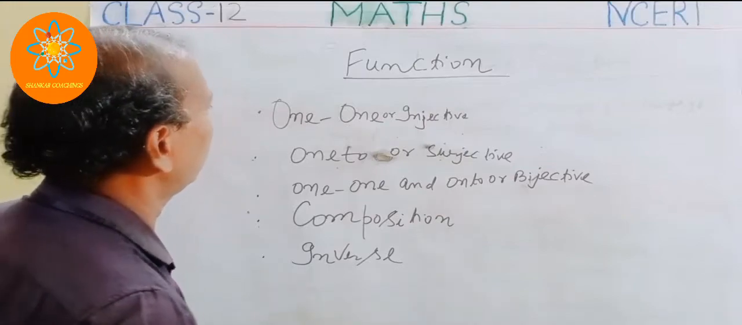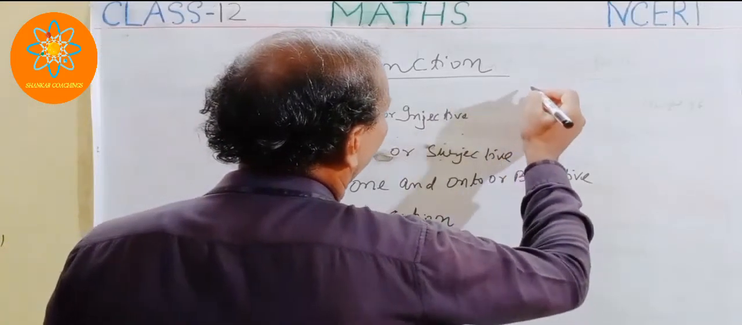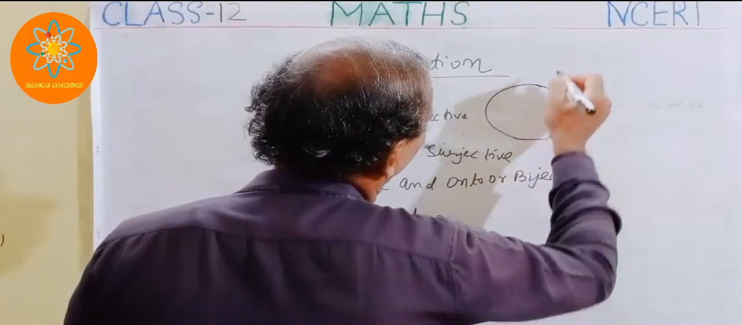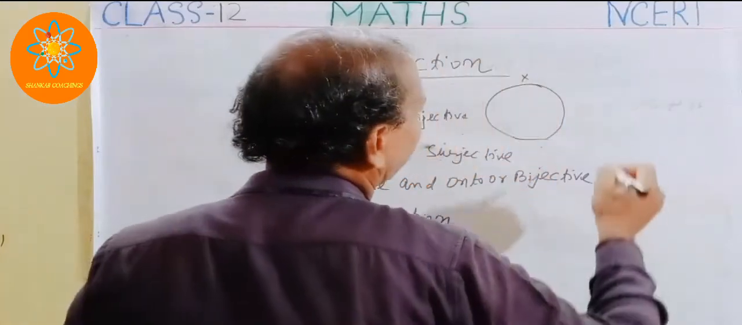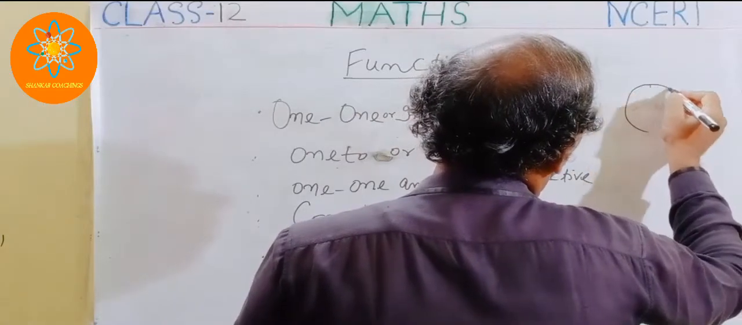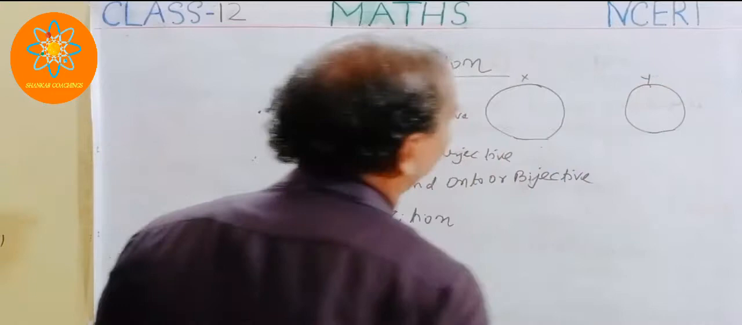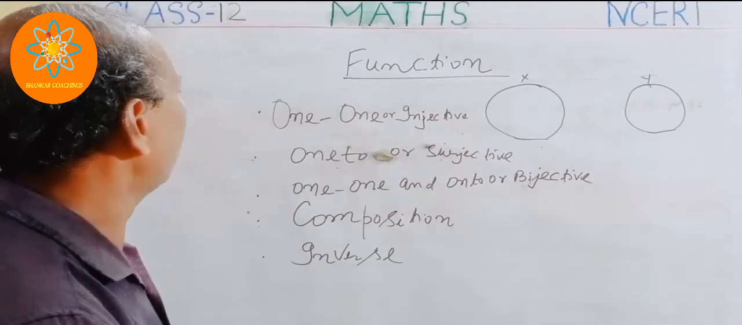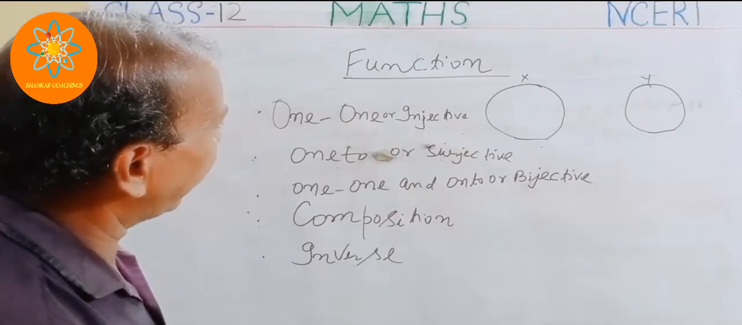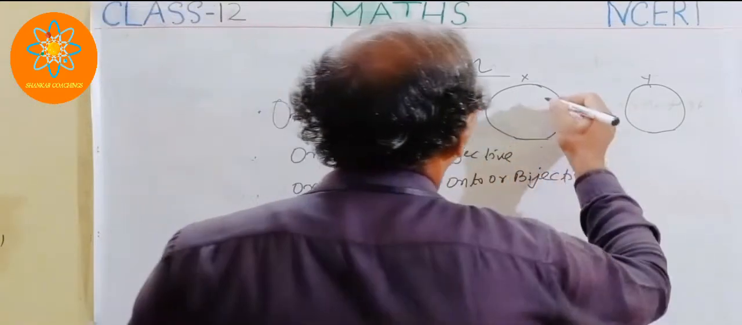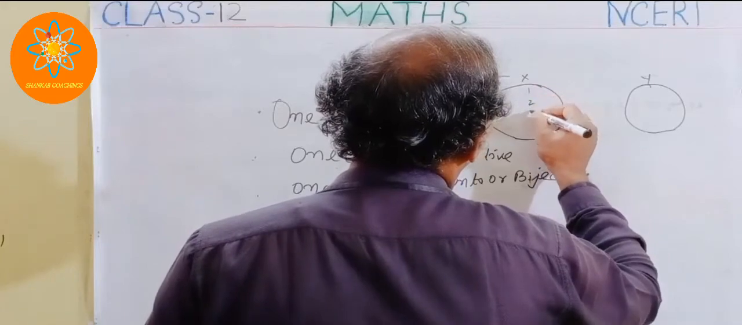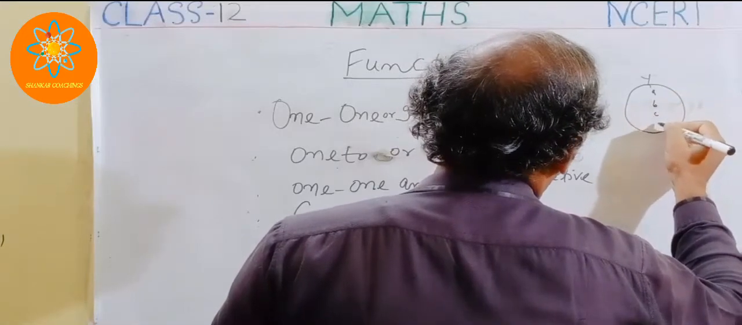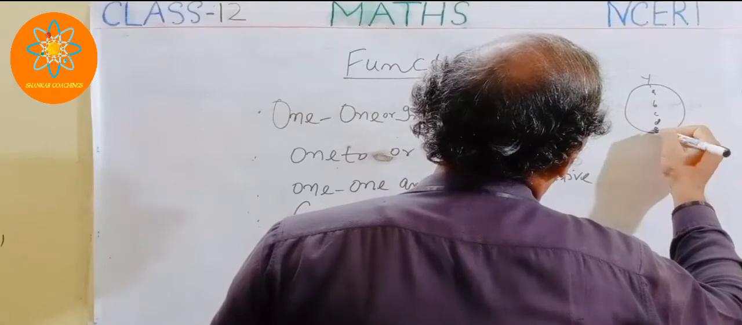Let's suppose two sets are given. I am taking this one, I call it x, and another one, I call it y. So x and y, these two are given, and I want to explain what is one-one. Let's suppose in x we have the members 1, 2, 3, 4, and here are A, B, C, D, E, like this.